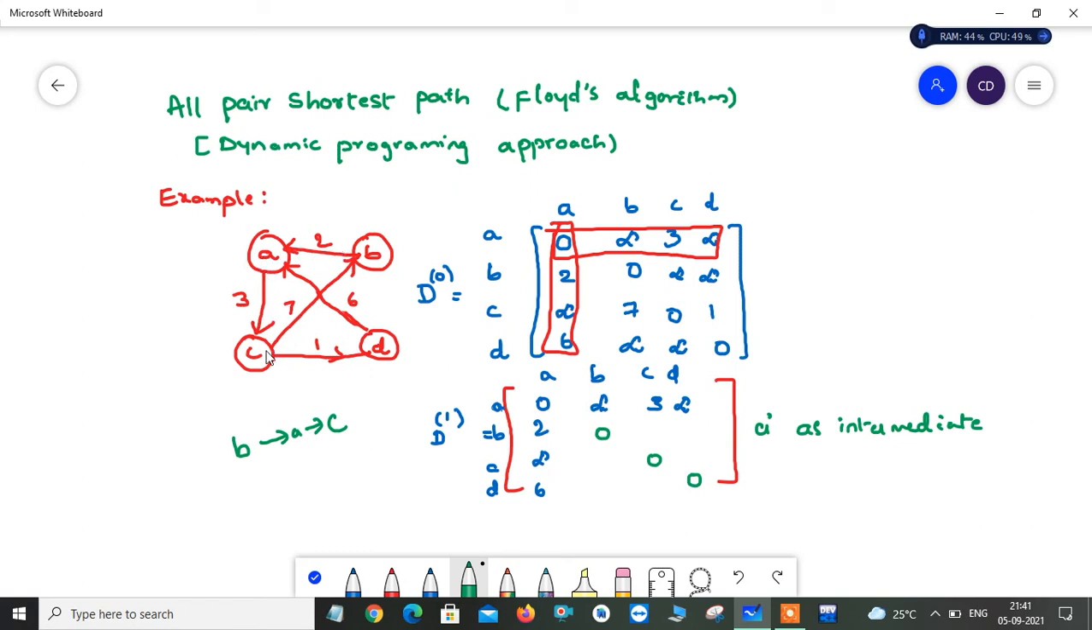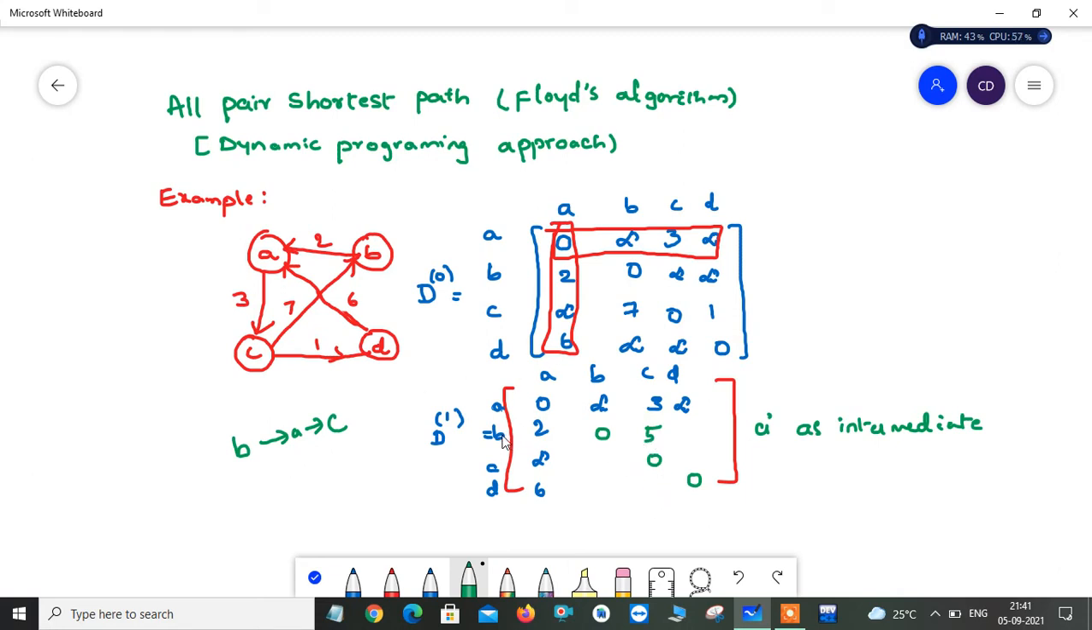So what will be the weight? Here A is the intermediate. So the algorithm says you can take i to k and then k to j. Now you are trying to reach from i to j by making k an intermediate. So what will be the weight of this? 2 plus 3, it becomes 5.